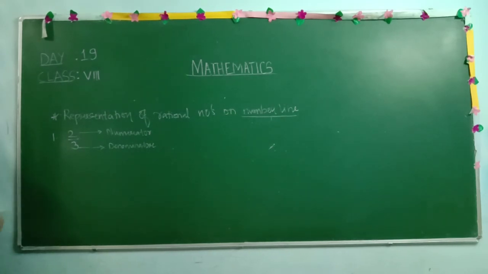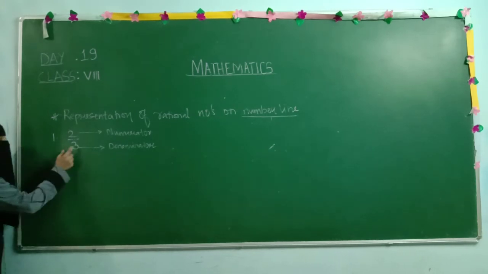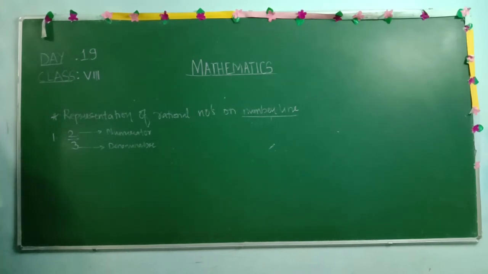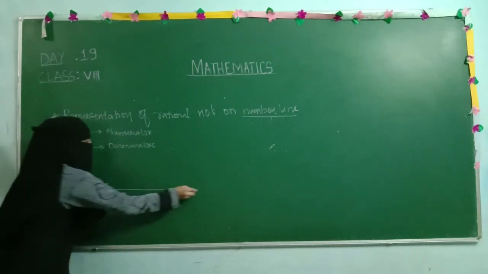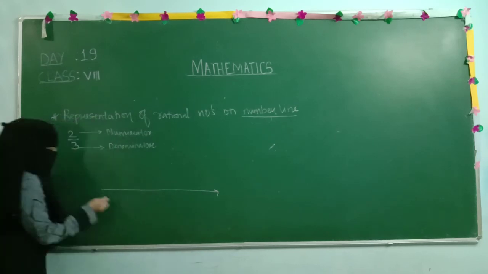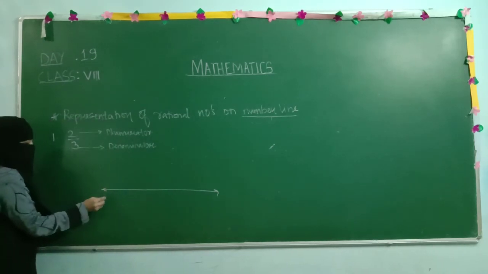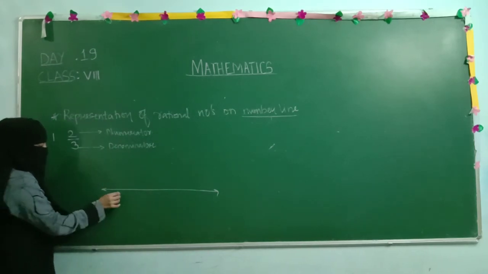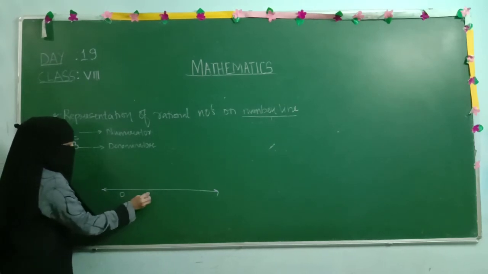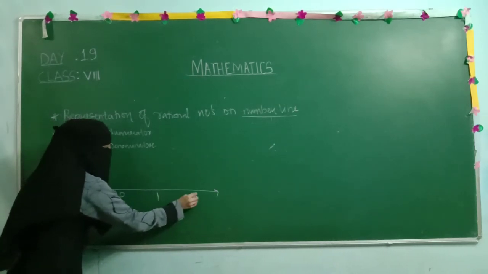So what role are they going to play here? What is the importance of the numerator and denominator? Whenever you are representing any rational number on a number line, the most important thing is the denominator. When we are drawing a number line, we are representing with positive, negative or anything. Suppose this is 0, this is your 1 and this is your 2.